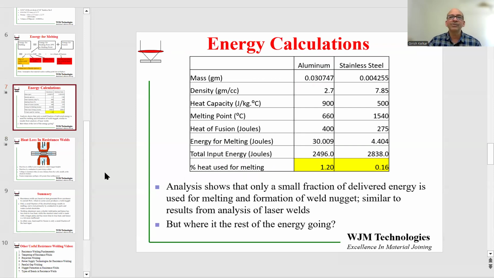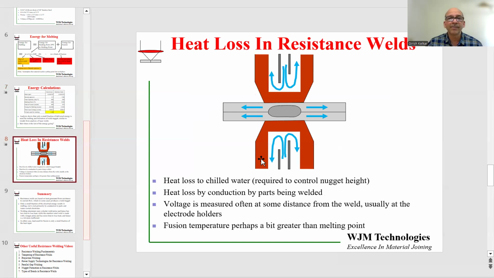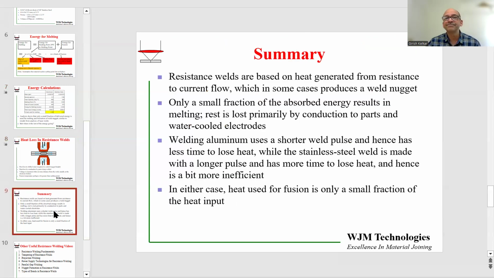So that tells you that in welding, and we saw similar results in laser welding, a very small fraction is used for actually generating the fusion. A lot of the energy is lost for different reasons. In laser welding, the loss was for a different reason. In resistance welding, we are finding the loss is going to be mostly by conduction.